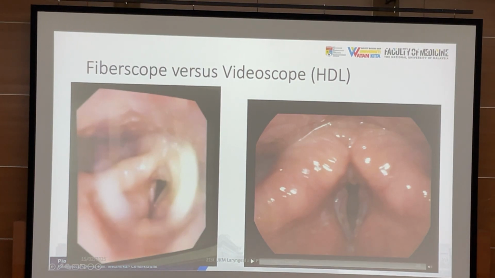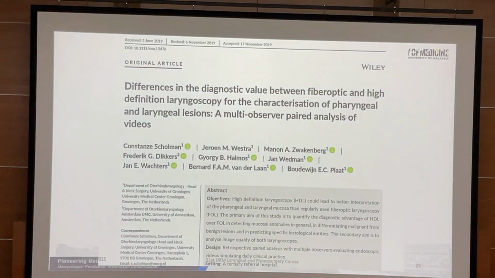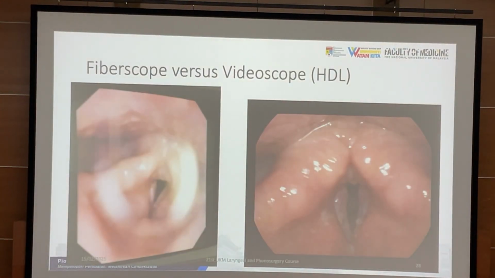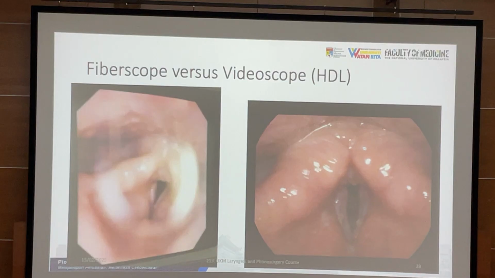The same patient on this side was examined by someone else using a fiberscope. Do you know what a fiberscope is? A fiberscope is the one where you can detach the camera head. So it contains fiber, and the camera is at the beginning. But in a video endoscope, the camera is at the tip of the scope. So the image is clearer.